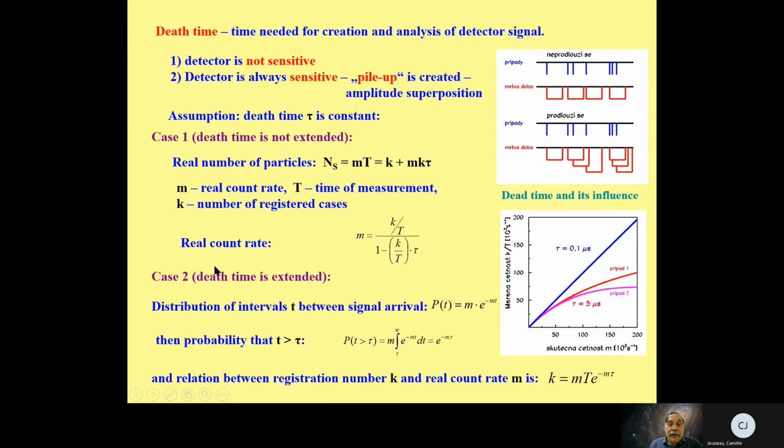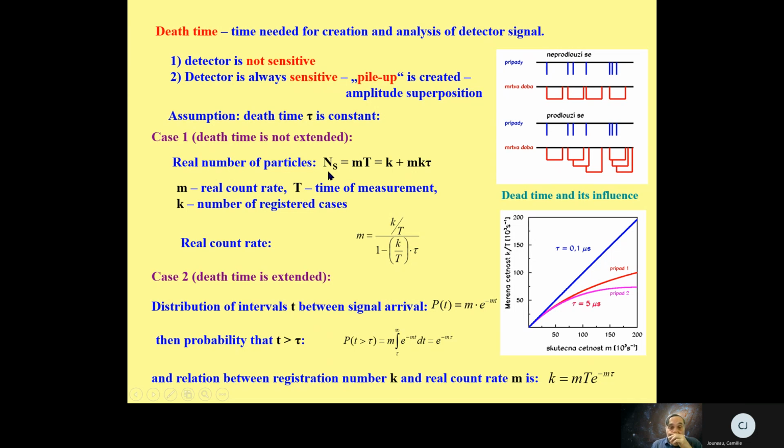Okay, this extension. That means that time is extended. This is this case, and here it is that time is not extended, and this is here. Yeah. Okay, how is it possible in the first case to calculate the real number of particles?